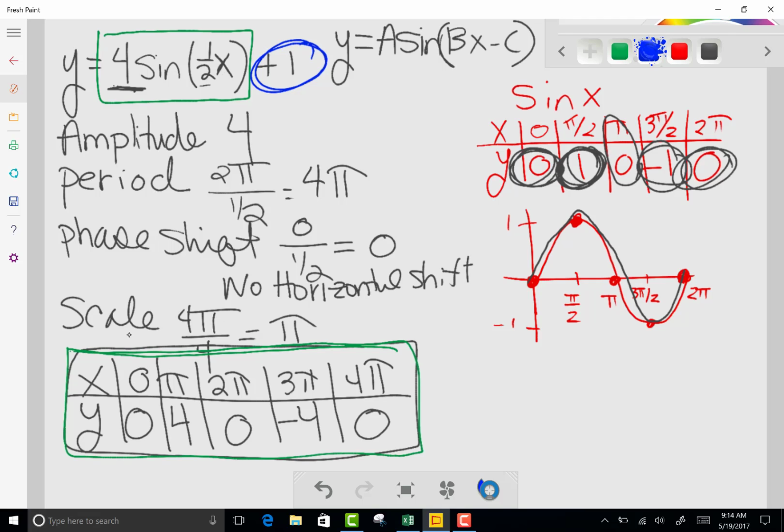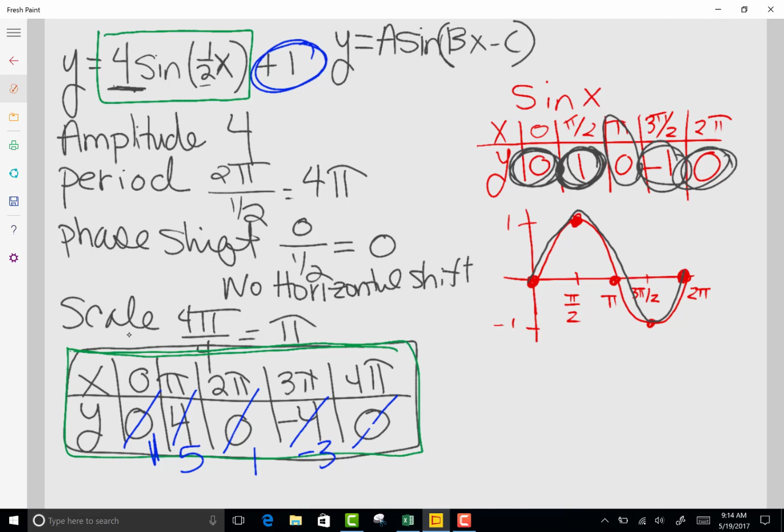Since this is going to be a vertical shift up 1, 0 is now going to become 1. 4 is now going to become 5. 0 will become 1. -4 is going to become -3. And 0 is going to become 1. So now these are the points. Now we're completely done because we had to remember to include that vertical shift up.